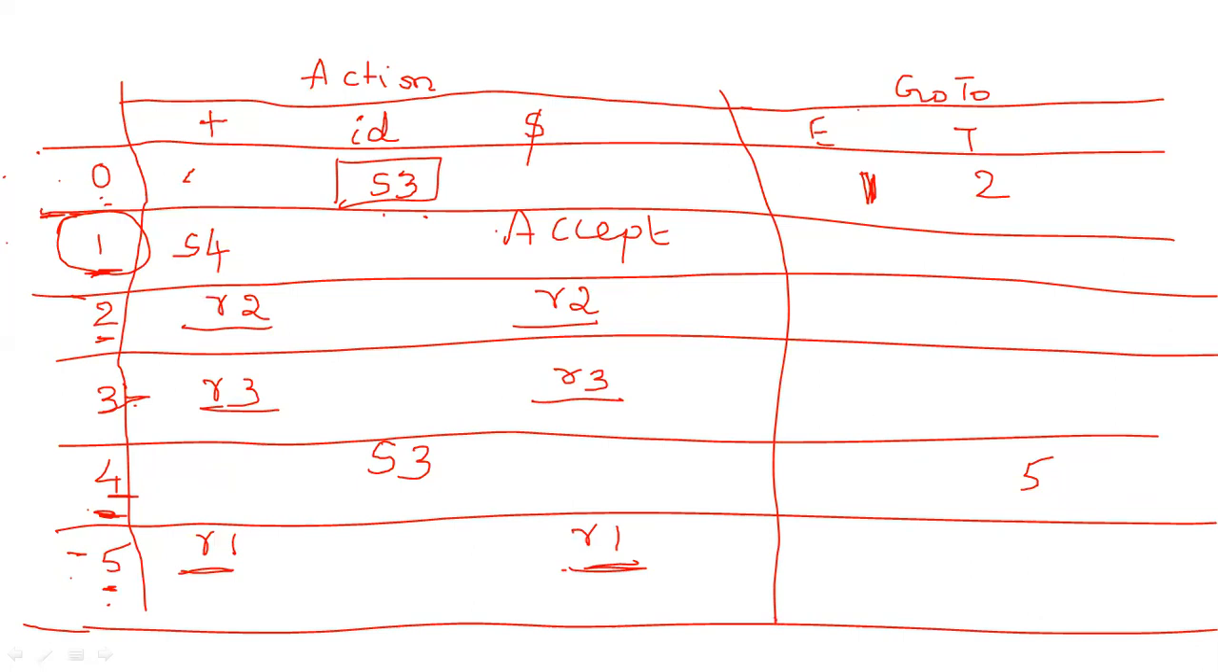So this is what your SLR parse table is. The parse table consists of two major parts, the action part and the go to part. The action part has the terminal transitions, and the go to part has the non-terminal transitions. So these are the steps to construct the SLR parse table.